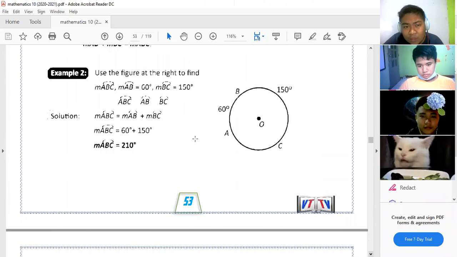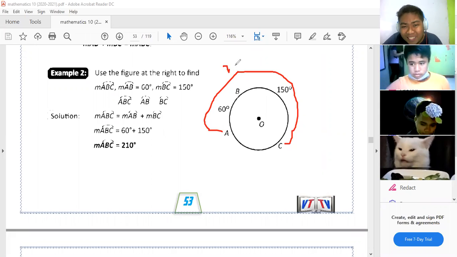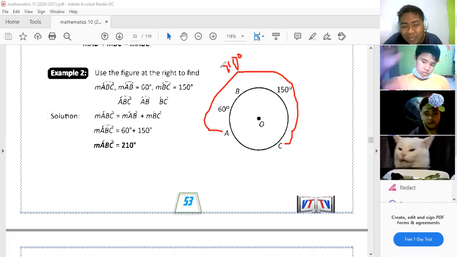Ito nga tayo, number 2 nga tayo. So, use the figure at the right to find the measure of angle ABC. Ito, mas maganda to. Ang AB natin is 60. Ang kabuuan nito, ayan. So, ang kabuuan niyan ay 100? Ilan? So, ilan ang kabuuan nito? 60 plus 150. 210. Diyan na kayo sagot. 210 degrees. Diba?